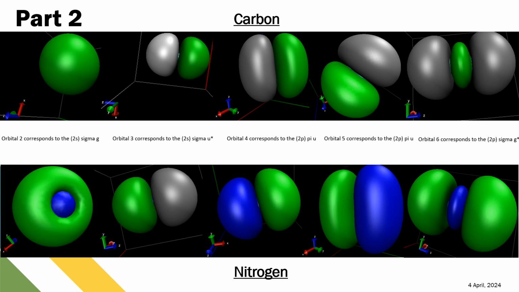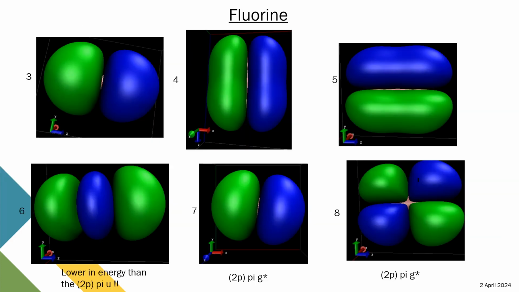And finally our 2p sigma g, in which carbon doesn't actually have any electrons, where nitrogen does. Moving on to fluorine. Orbitals 3, 4, 5 and 6, still the same orbitals as the previous slide. However, this is where things start to get interesting.